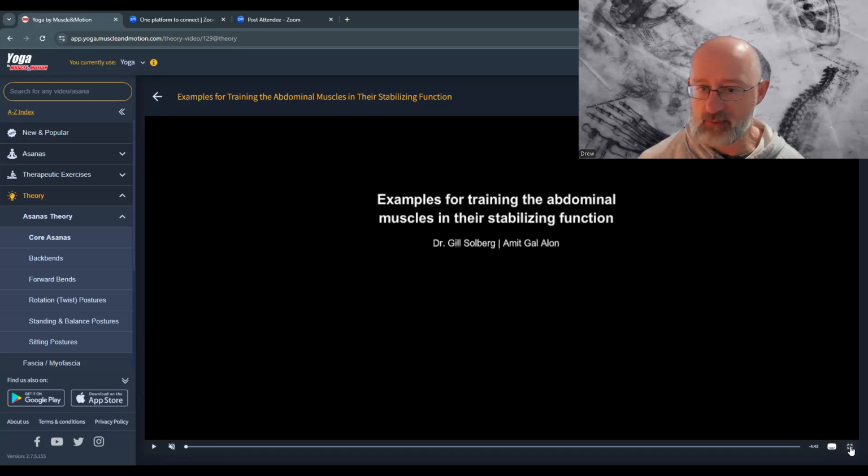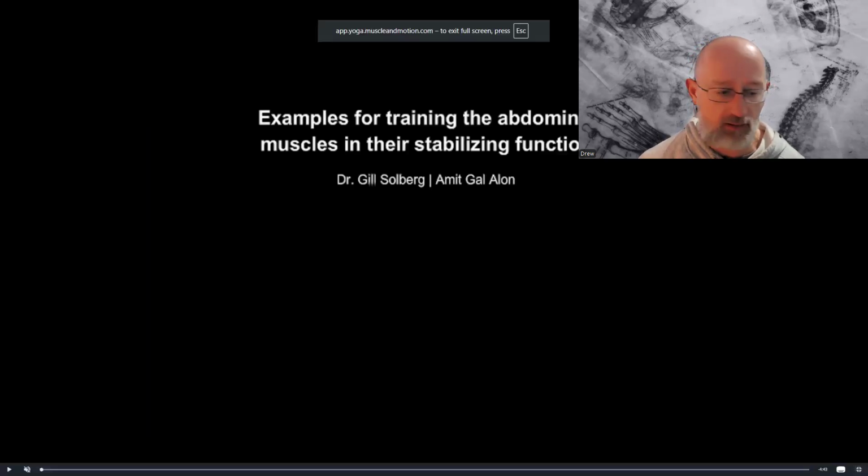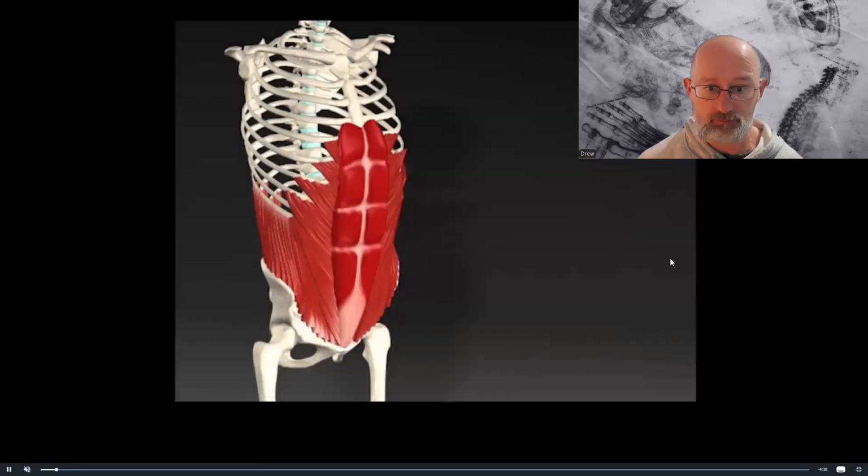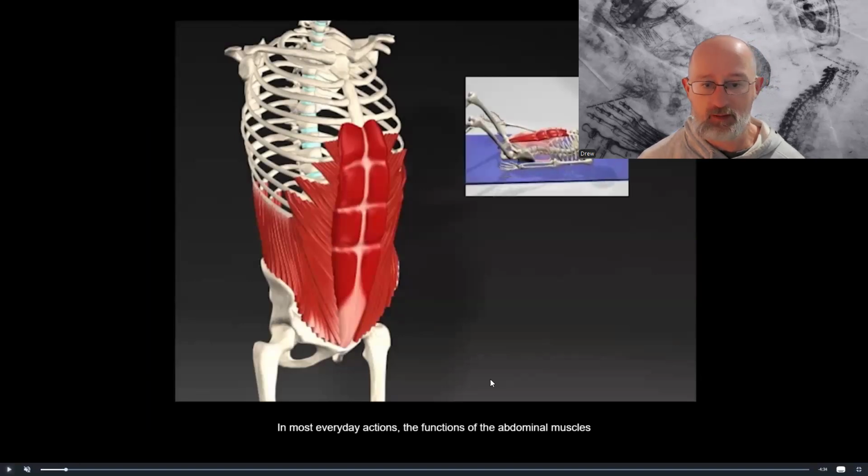So let me maximize that. Okie dokie. All right, so examples for training the abdominal muscles in their stabilizing function. Let's pause here. When we're talking about abdominal muscles, we're talking about the six-pack muscle here, the rectus abdominis. So 1, 2, 3. That's why it's called the six-pack, because these are the ones you often see. And then you've also got the lower abdominal fibers here. So technically it should be an eight-pack, but for some reason it's always called a six-pack.